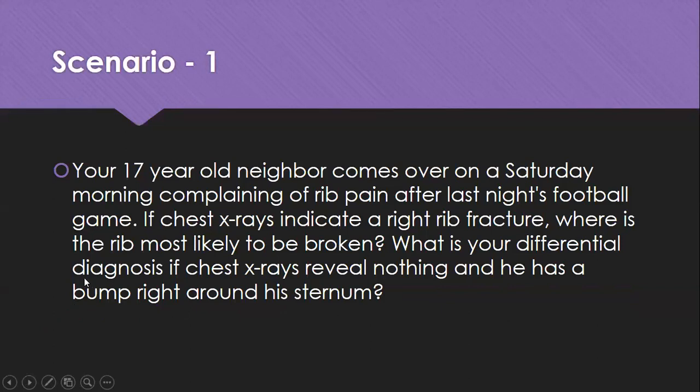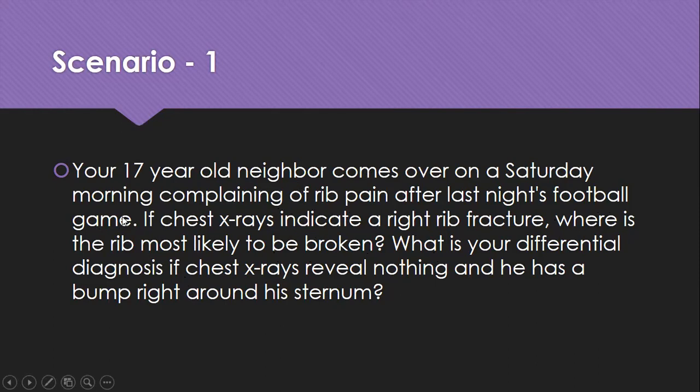Your 17-year-old neighbor comes over on a Saturday morning complaining of rib pain after last night's football game. If chest X-ray indicates a right rib fracture, where is the rib most likely to be broken? What is the differential diagnosis if chest X-ray has revealed nothing and he has a bump right around his sternum? Now, the first thing to do is we must observe the key words, right? So, 17-year-old neighbor, he played football and then he has rib pain.